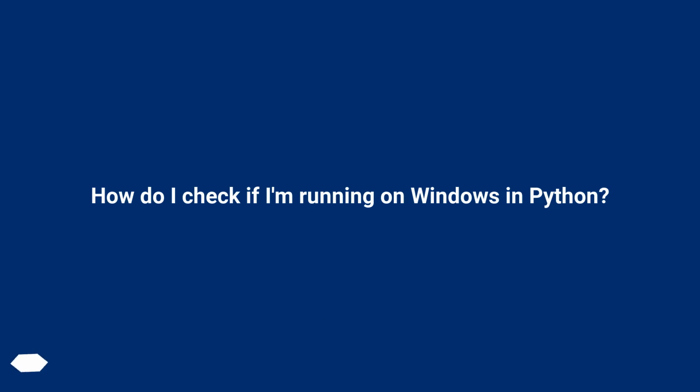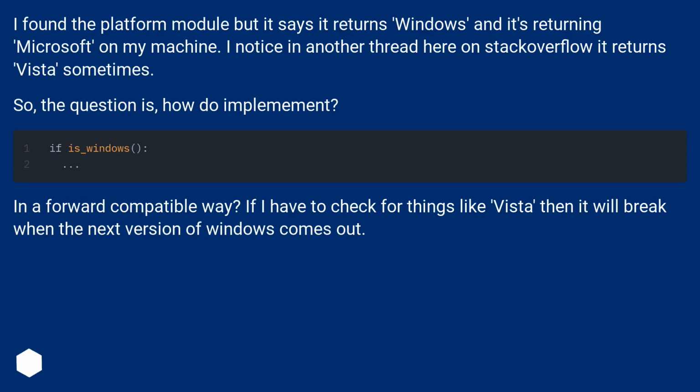How do I check if I'm running on Windows in Python? I found the platform module, but it says it returns Windows and it's returning Microsoft on my machine. I notice in another thread here on Stack Overflow it returns Vista sometimes.